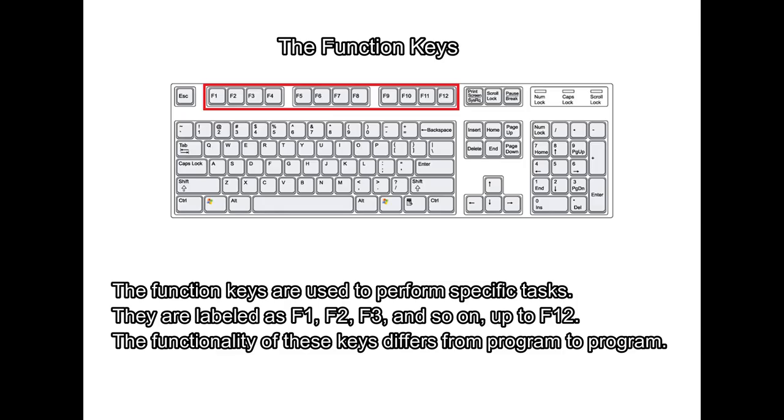Now you know about function keys. The function keys are used to perform a specific task. They are labeled from F1 to F12. The functionality of these keys differs from program to program. For example, when we press F1 in any program, we see the help menu open and we get help from this menu of that program.